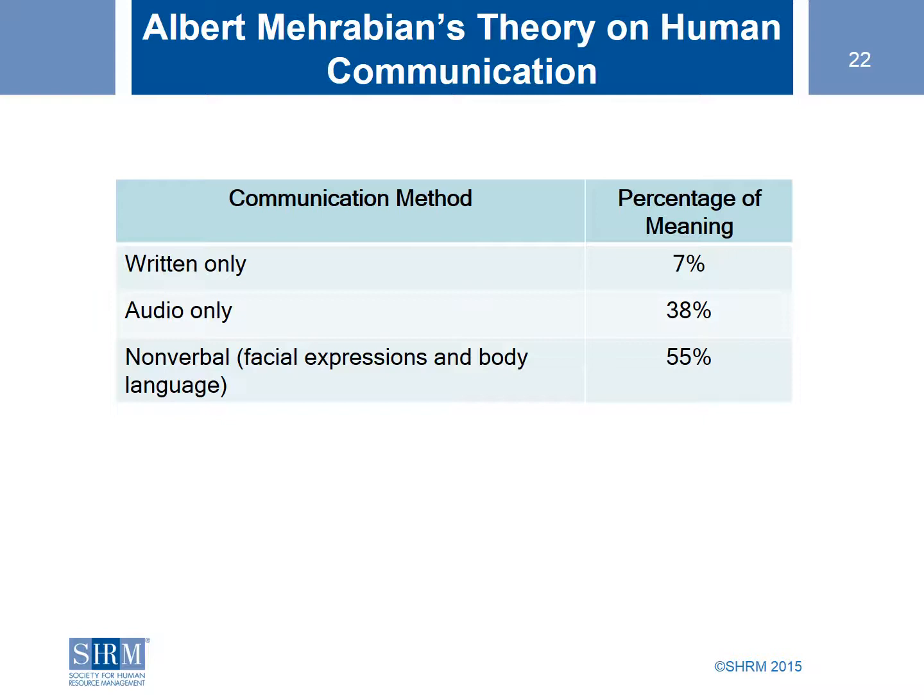So Mehrabian's theory of communication. These are studies that he did, and we have heard it probably all our lives, that written communication is only about 7% of what people really grasp and care about. 38% is verbal communication for individuals, and then nonverbal, facial expressions and body language, is 55% of the communication that we're projecting, giving the meaning based on our facial expressions and body language.